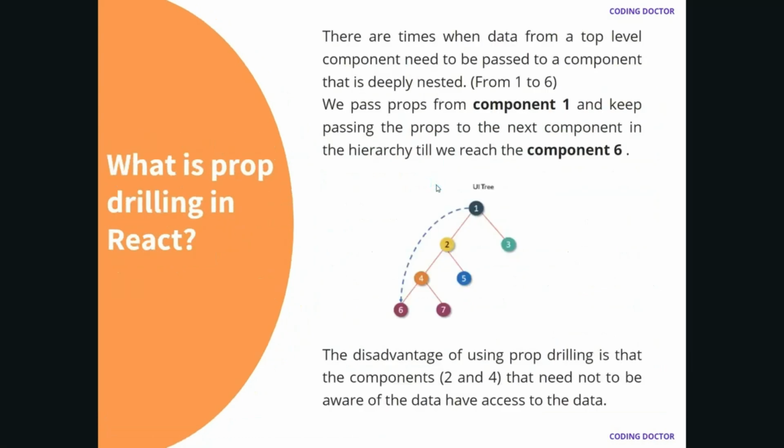Next question is, what is prop drilling in React? There are times when data from a top level component needs to be passed to a component that is deeply nested. So here, data from component A needs to be passed to component 6. That can be achieved using prop drilling. We will pass the data from component 1 to component 2, then to component 4, and then to component 6. The disadvantage is that data which is required only by component 6 is also shared with components 2 and 4.